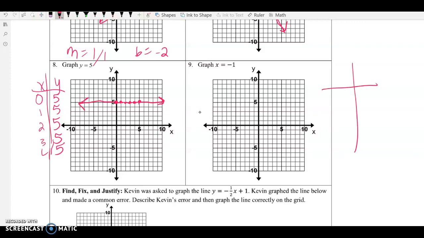Same thing for this next one. They're saying all day, every day, my x value is negative 1. Plug in your random values for y, 0, 1, 2, and 3, and graph. Negative 1, 0. Negative 1, 1. Negative 1, 2. Negative 1, 3. So I know this is going to be an undefined slope.